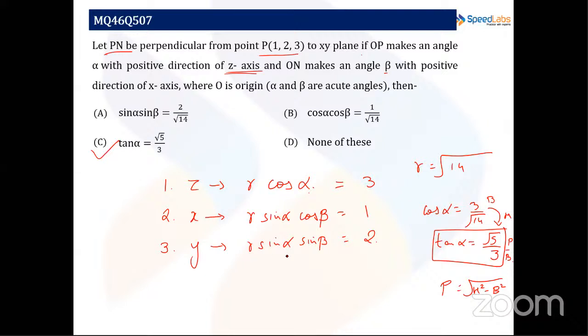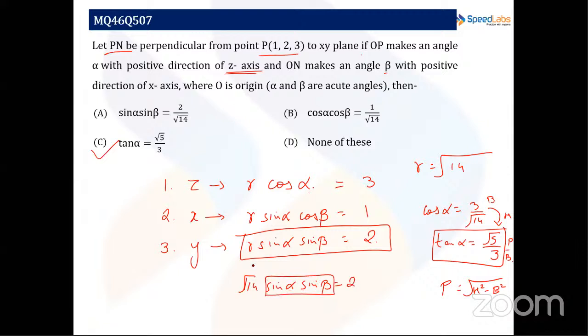Now, from this, let's check option number A: root 14 sine alpha sine beta equals 2. So sine alpha sine beta will be 2 by root 14. So option number A is correct. We have the value of cos alpha from here. Cos alpha is 3 by root 14. Let's find the value of sine alpha. No, we have cos alpha here. We have to find cos beta.